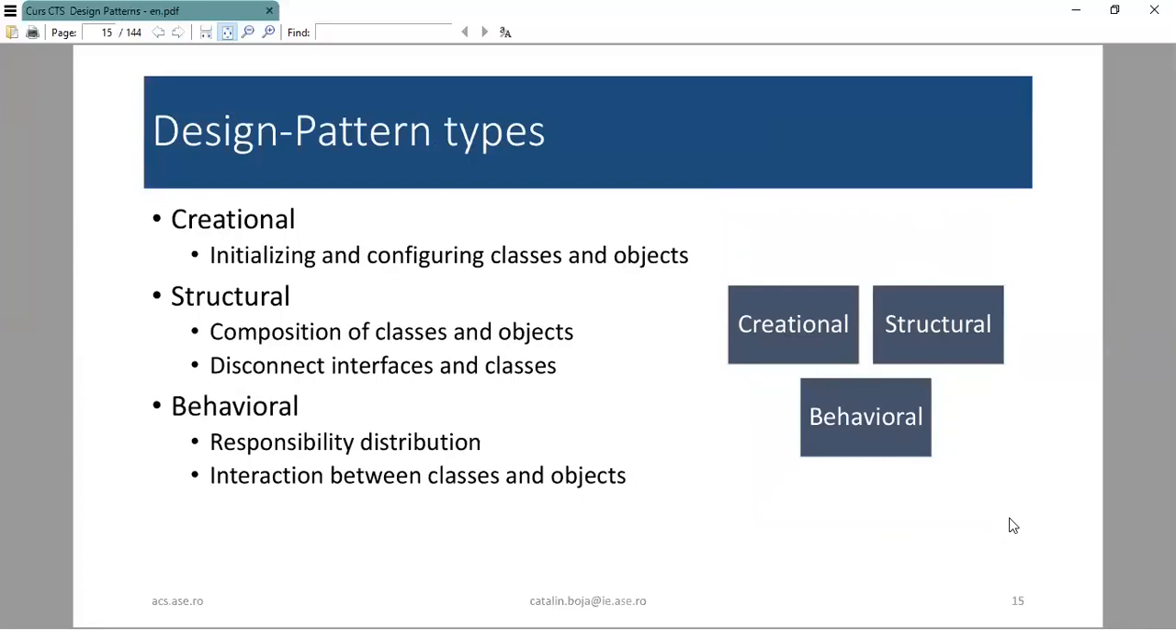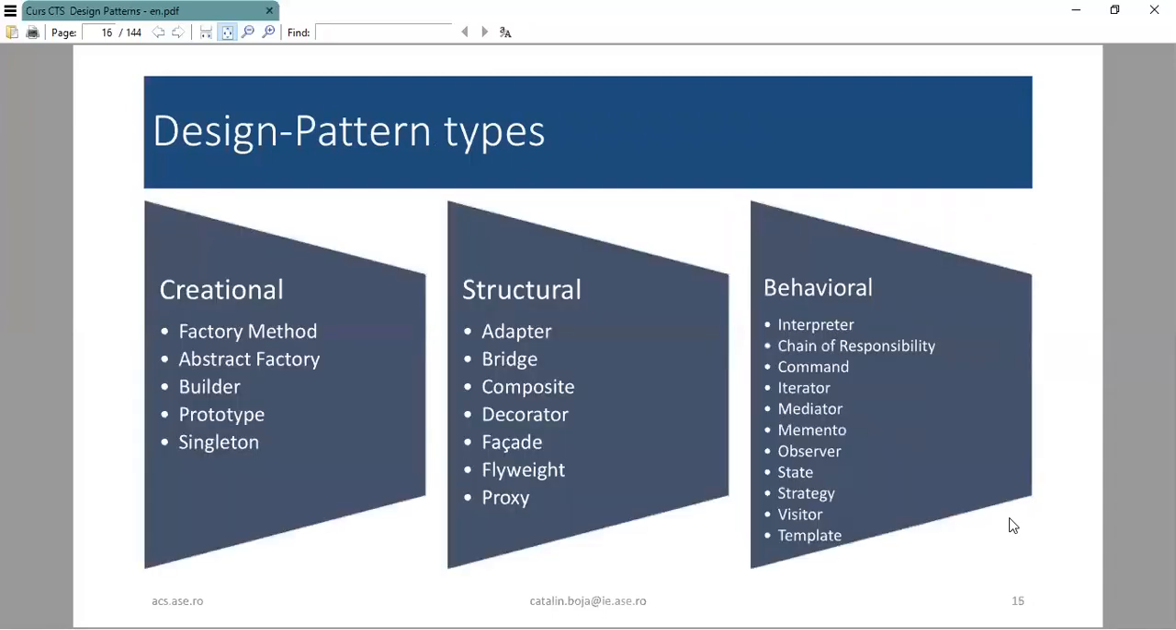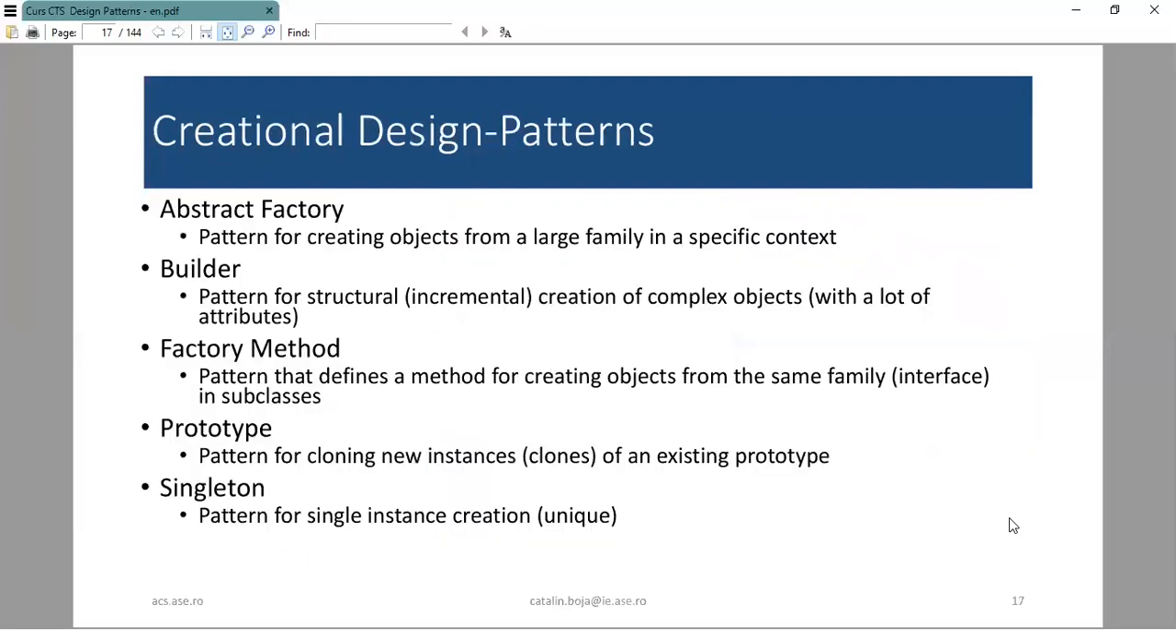So you have creation of objects, relation between classes and objects, and behavior of objects. These are the three categories. This is the list of those patterns that we will cover. So we will go, and you will have another slide reminding you this. Now, here you have a short description.